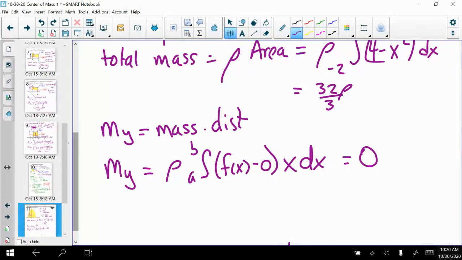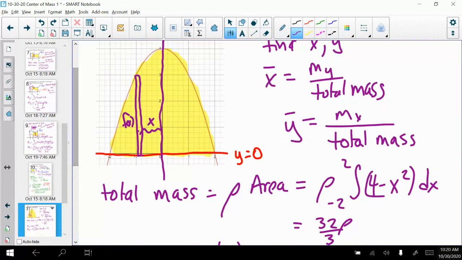This should make sense. We're saying that the balance point of this area would be right here somewhere along the y-axis. So like, oh yeah, it's symmetrical. That totally makes sense.